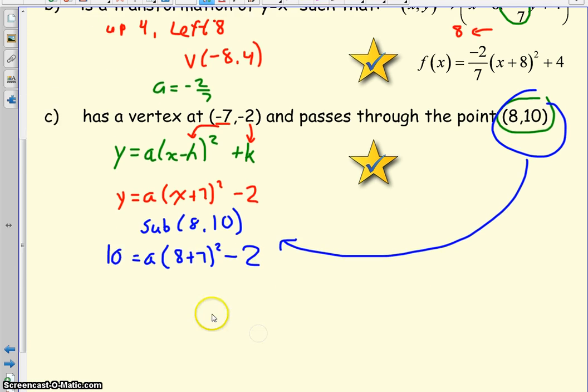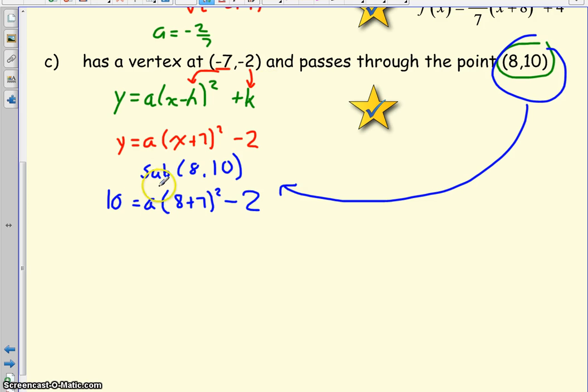Now the beauty of this is the only unknown left in the equation is this a that I can then solve for. Okay, you have to be very, very careful with solving this. I see a lot of algebra mistakes when people go through this, so simplify inside the brackets first. So I have 10, I have a, 8 plus 7 is 15. That minus 2 is still hanging around. Okay, exponents come next, so I have 10, a, 15 squared is 225.